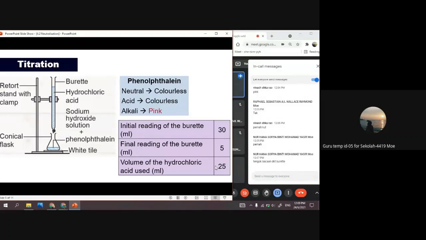Can you understand? Maybe ada yang tak faham sebab saya hanya explain kan. Kalau dalam lab, kita buat eksperimen ni, maybe kamu akan lebih faham. Tak apa, nanti saya bagi video link titration punya eksperimen. Kamu bolehlah tengok. Okay, so far so good.